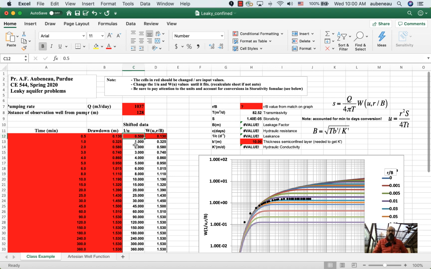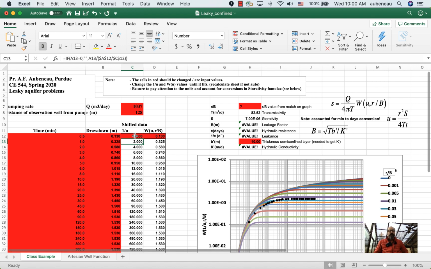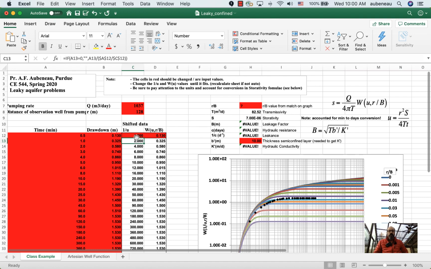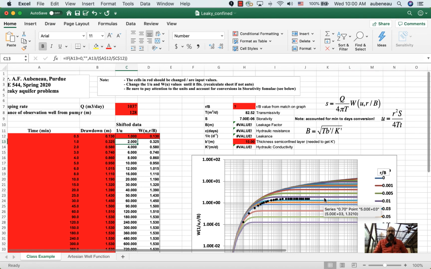And then here we have an equation that basically just rescales your data, depending on what those two points are. So again, what I recommend is just put 1 here for 1 over u, because this is the 1 over time thing. So it's just easier if that stays 1 typically. But you can make it different.